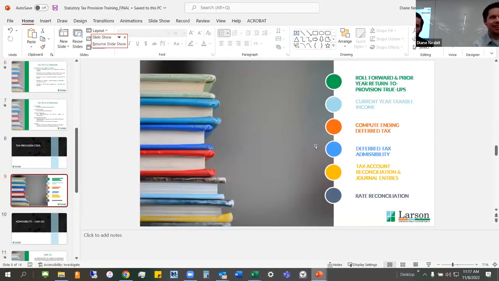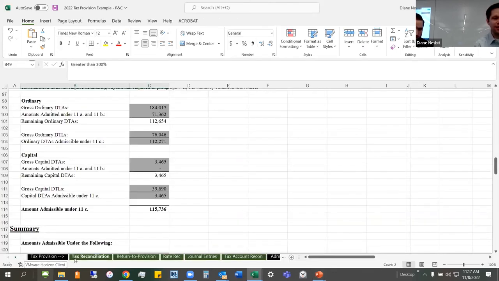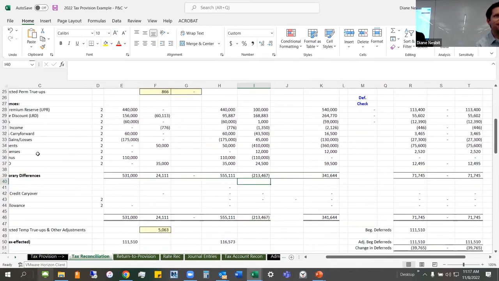Did you guys talk about your allowance, the allowance against, the valuation allowance? Is that applicable to both? GAAP does, and that should be done before you look at admissibility. Part of step 3. Great, great. And we've got a section here.